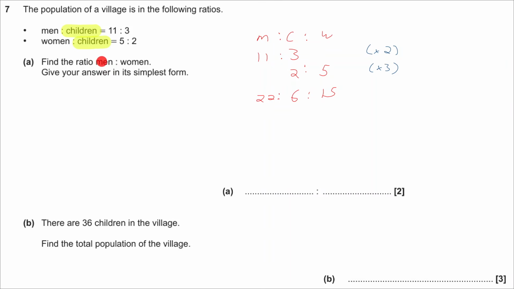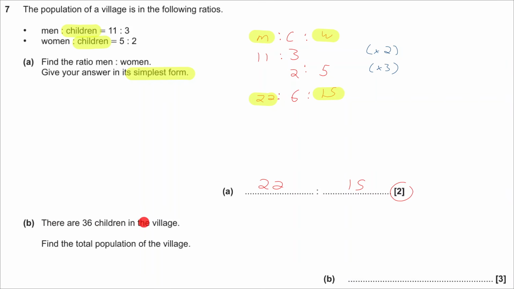You want the ratio of men to women, so you want this part, men to women, which is 22 to 15 in its simplest form. Well, you can't simplify 22, and you can't simplify 15. There are no factors of 22 and 15 other than 1. So I believe that's going to be your answer. Let's check the mark scheme. Good, this is my answer. So perfect.